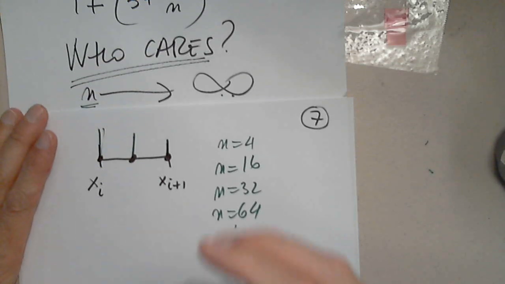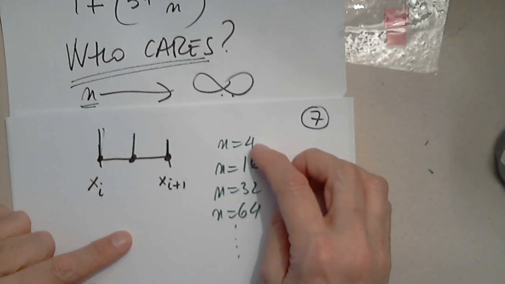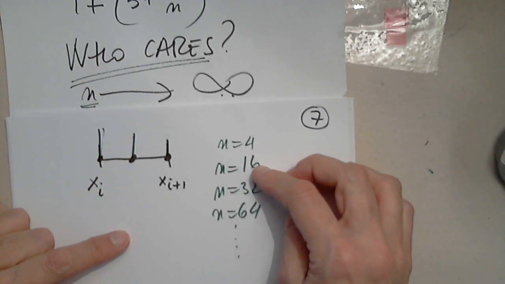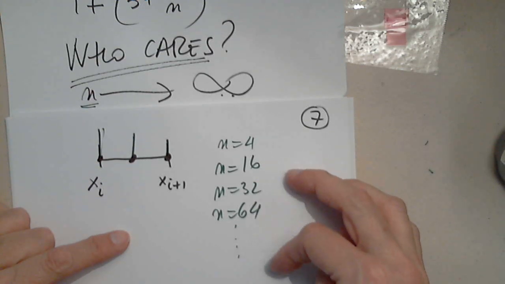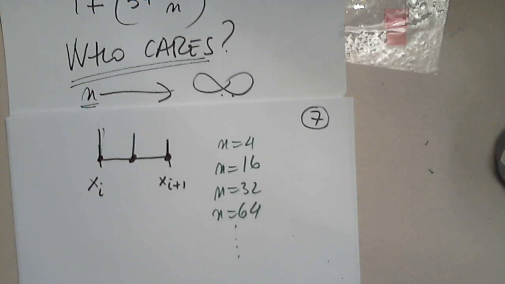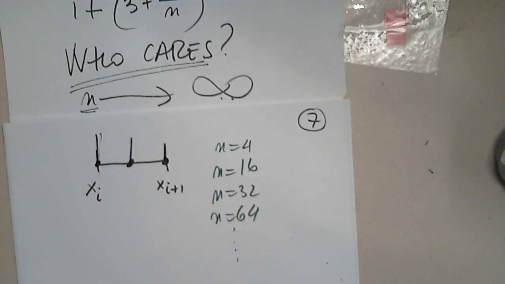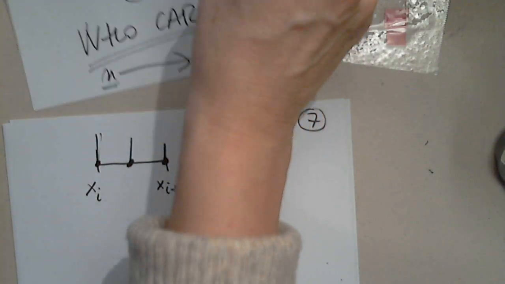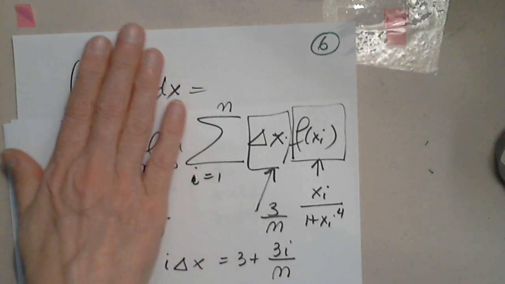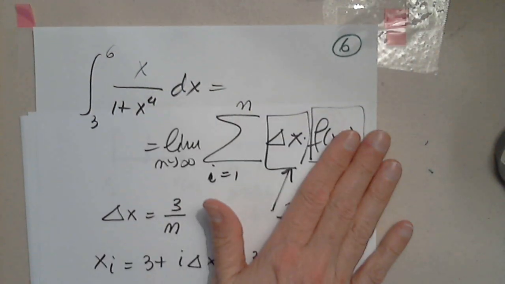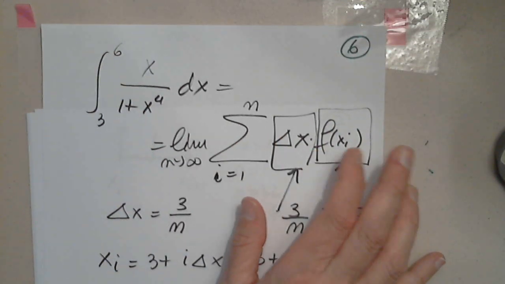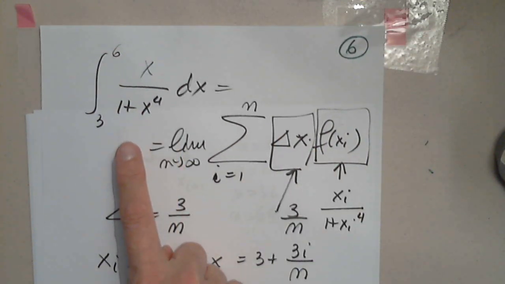Because you understand why. For 4, it makes a difference. 16 makes a difference. But starting from this on, too close to even tell the difference. And when we get to infinity, nobody cares anymore. We are so close to the truth that the area is identical with this. But this we cannot determine for such a function.